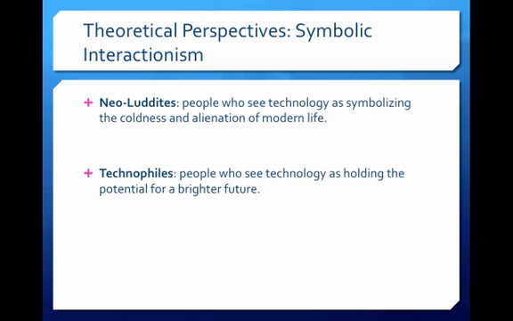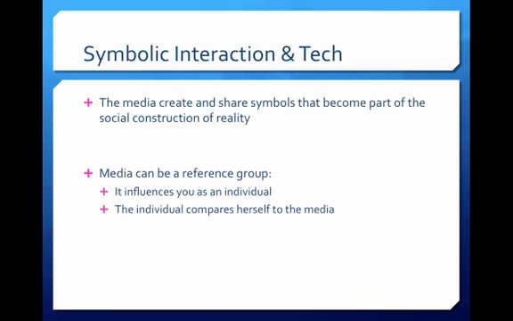Rather, the neo-Luddite, on the other hand, might see technology as something that we can become dependent on and something that can alienate us from ourselves and from other people. Now, another thing that a symbolic interactionist would look at is the actual symbols that are being generated from the media, and how it is that the media can help us construct our reality. And what do I mean? Think about how many words, how many new words we have just because of technology.